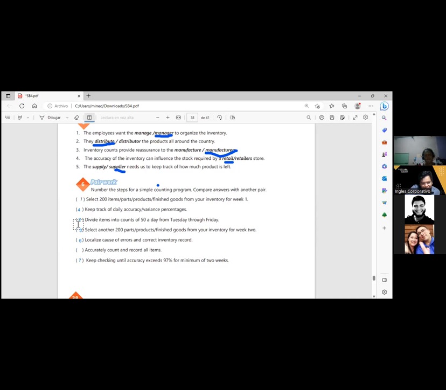I don't know. You want blank space? That is number 3. But we don't know because anything works with cells. But I think accurately count and record all items is like the final thing that I have to do. Not exactly. It's a little bit tricky, right? Yes.